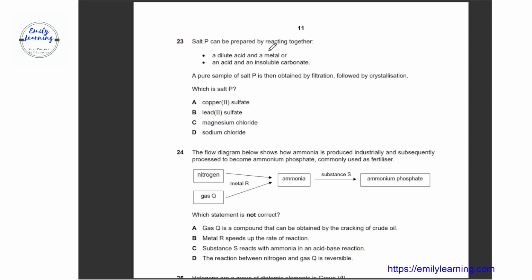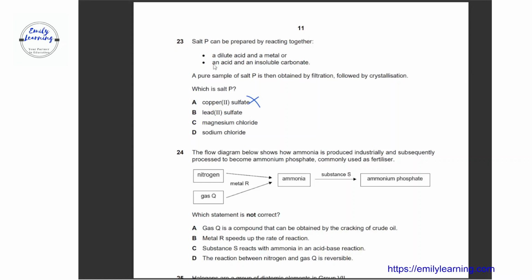So we know straight away it can be formed by reacting a dilute acid and a metal. So we know that the metal is above hydrogen in the reactivity series. So the first step, we will eliminate any metal that is below hydrogen in the reactivity series. So what is out? Copper 2 sulfate is out. Lead is slightly above, so let's just keep it there first.